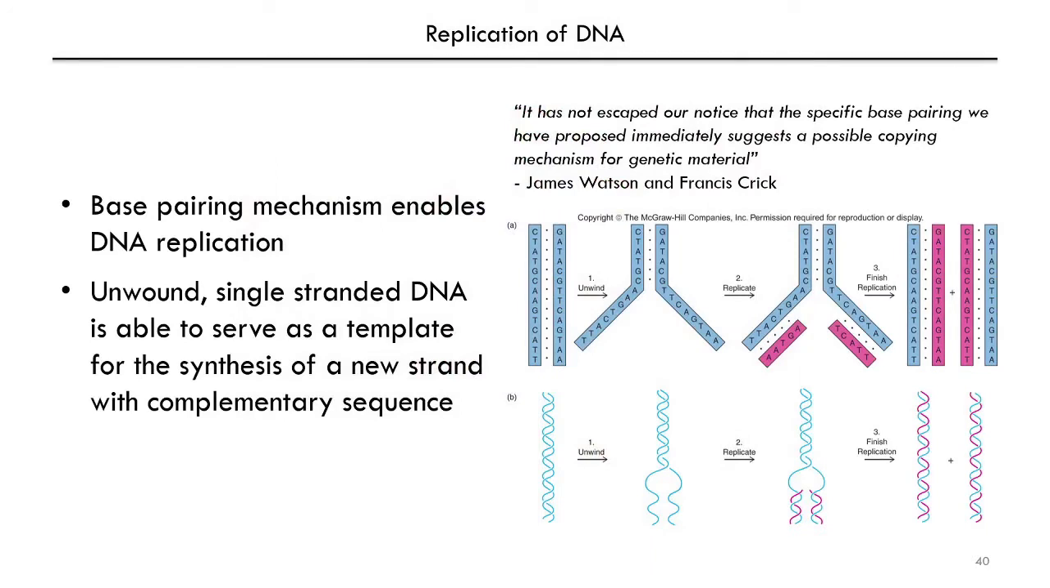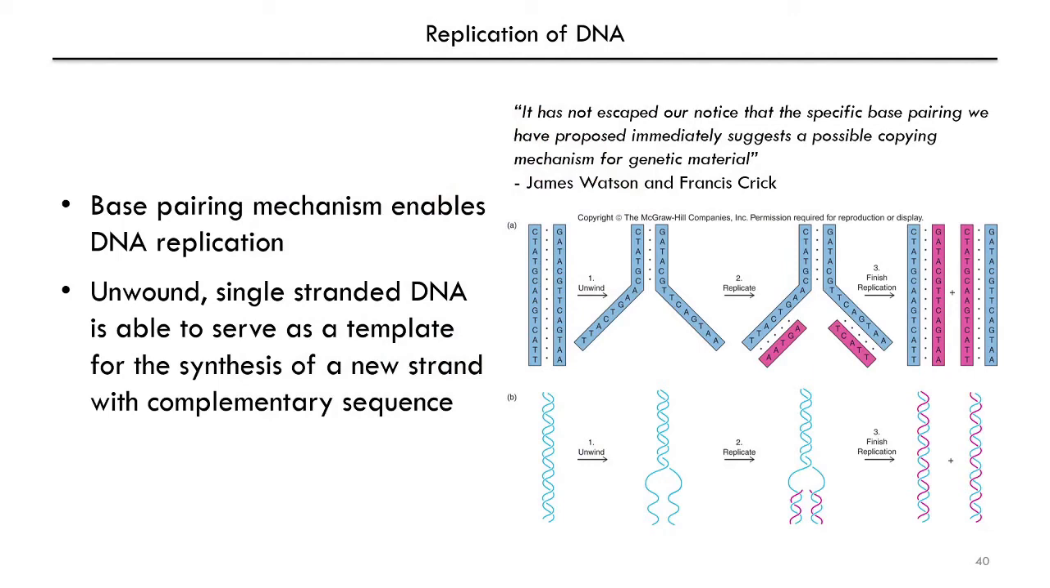The base pairing mechanism and double-stranded nature of DNA enables DNA replication. When they published their model, Watson and Crick made a famous understatement. They wrote, "It has not escaped our notice that the specific base pairing we have proposed immediately suggests a possible copying mechanism for genetic material."